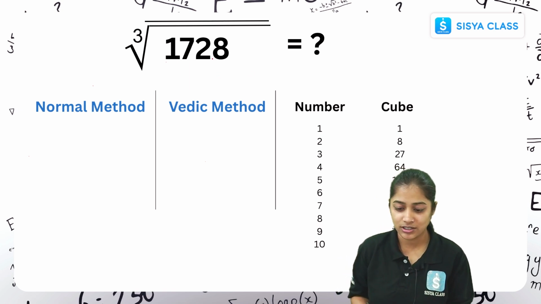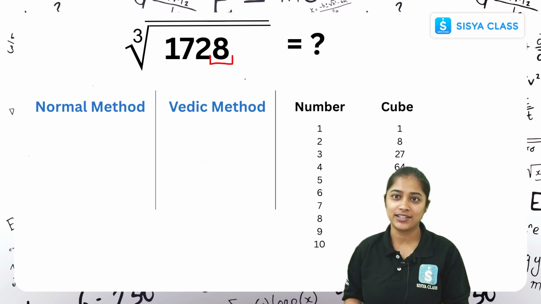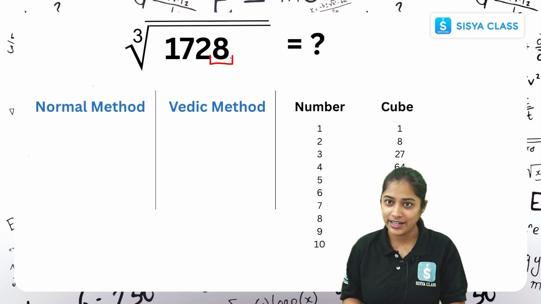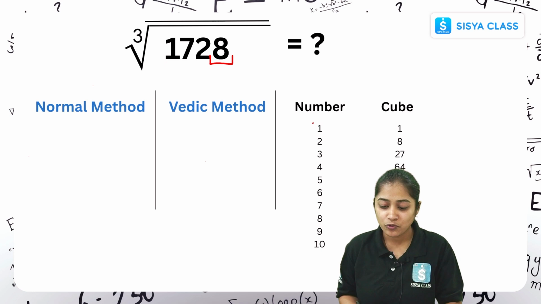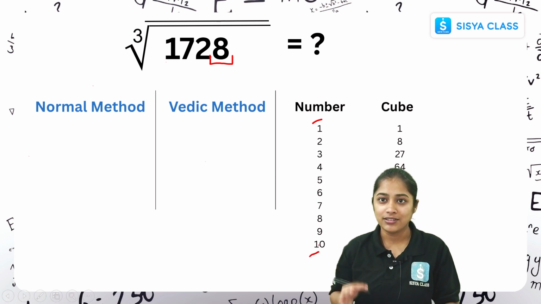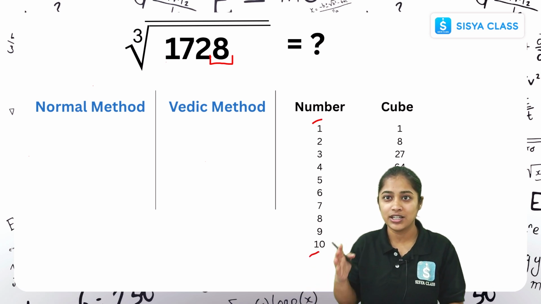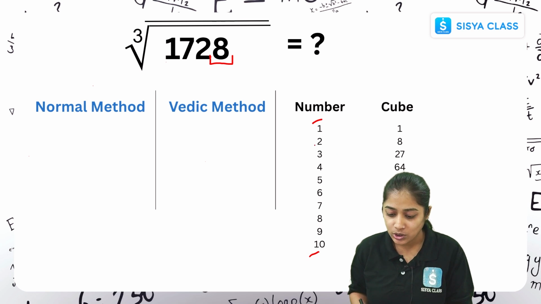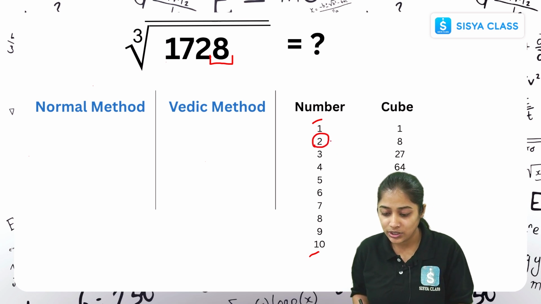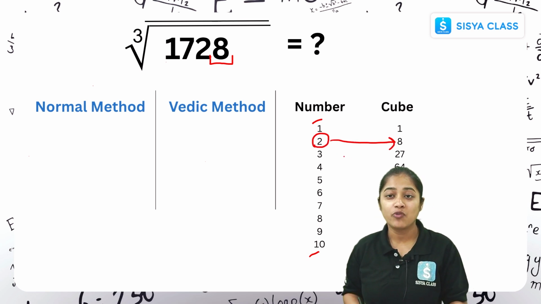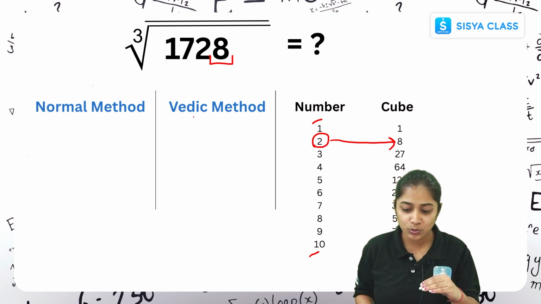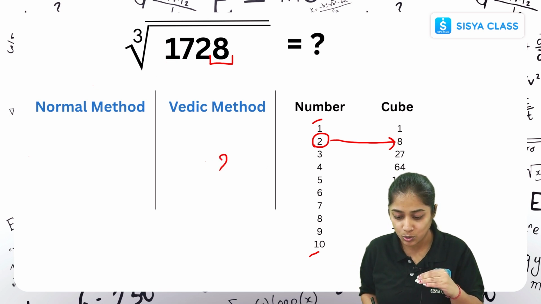Your first task is to focus on the last digit here. The last digit is 8, right? Now check that from 1 to 10, which is the number whose cube unit digit is also 8. Here 2 is the number whose cube unit digit is also 8. So what is my ones digit in my cube root? My ones digit is 2.